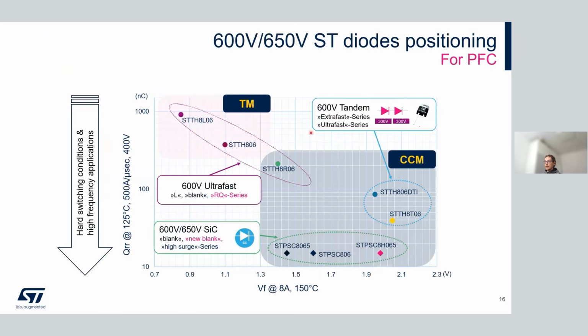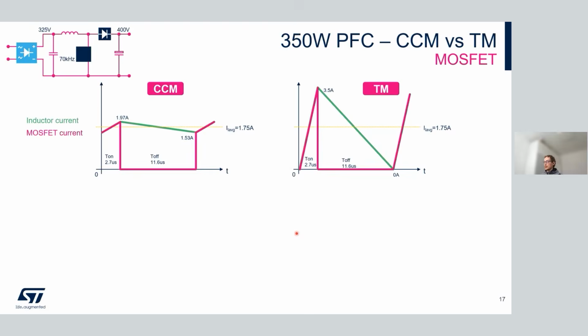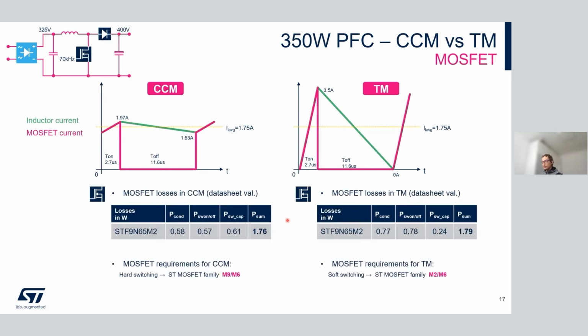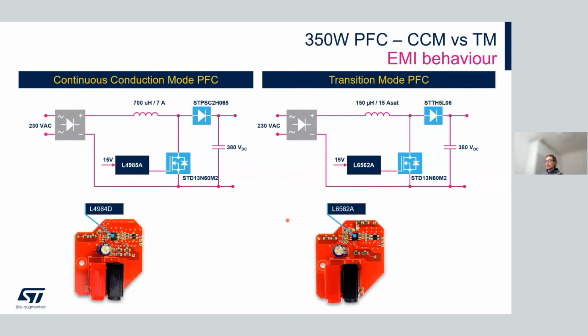Usually, you can see also the overview of our diodes. So it's always some trade-off between the reverse recovery charge and the voltage drop. Ideally, we would like to have the diode in this area, but it's not technically possible. So we can choose to have the low reverse recovery charge and higher voltage drop, or the low voltage drop but high reverse recovery charge. So these devices are for transition mode, while this area is dedicated for continuous conduction mode. In terms of MOSFET, it's almost similar. I will show you later some real measurement, what's the differences.